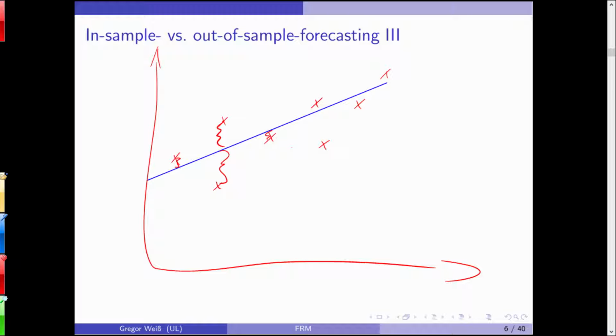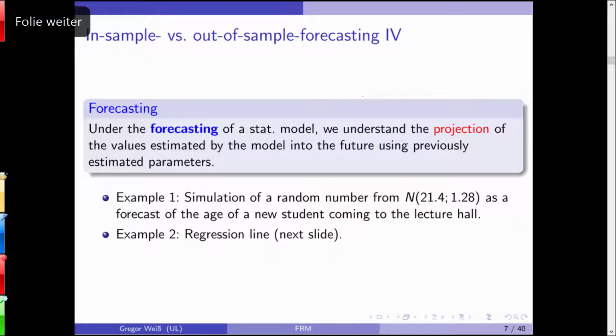Now, this is in-sample estimation and more or less also in-sample forecasting accuracy. Yeah? You're using this data, all the data points are known to the model, and you're looking at the accuracy in-sample. What you can do now is, in contrast, you can do forecasting. In German, that's Prognose. Under the forecasting of a statistical model, we understand the projection of the values estimated by the model into the future using previously estimated parameters.